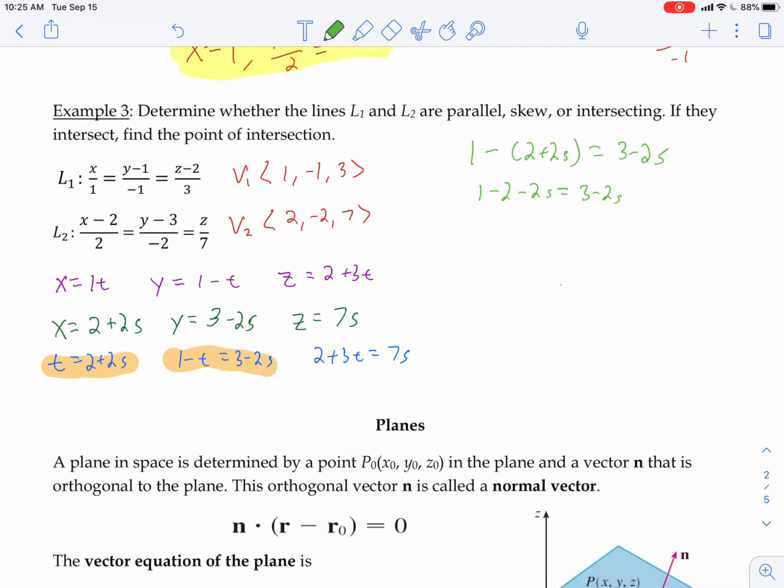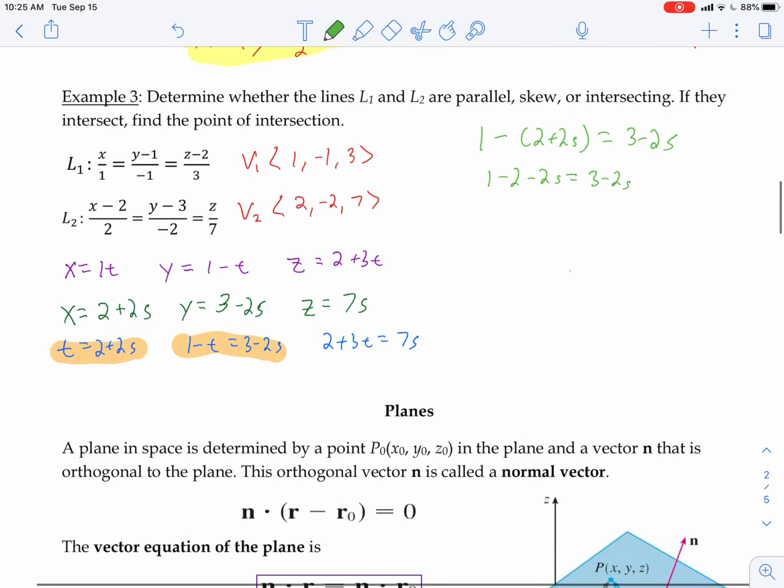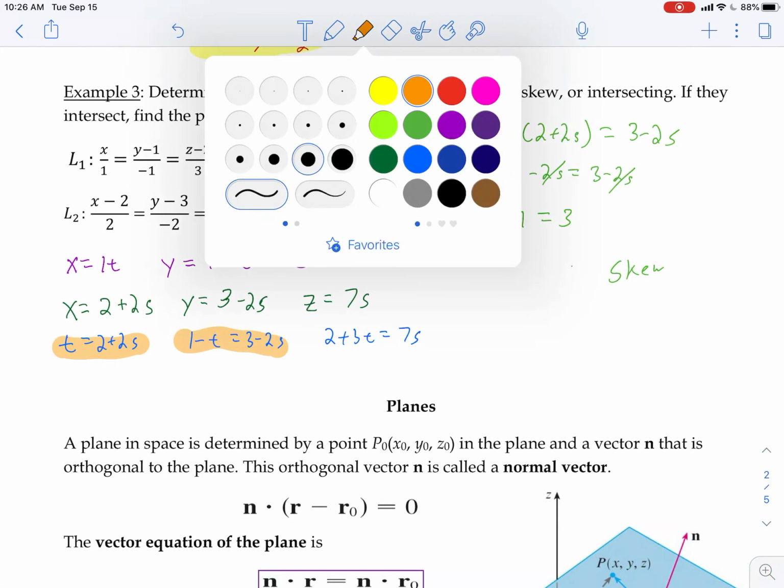So 1 minus 2 minus 2s is equal to 3 minus 2s. Go ahead and cancel out my minus 2s's. And on the left, I'm going to get negative 1. The 2s's are going to cancel out. And so I'm just left with negative 1 equals 3. And so there you see that, well, if my variables cancel out and what I have does not make sense, then I can tell that these lines are skewed.